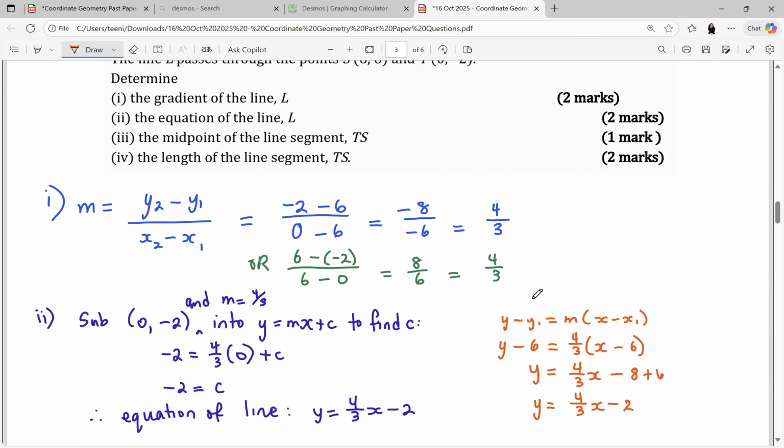All right, Fired, did you get the gradient as 4 over 3, by the way, and then the equation of the line? Yeah. Okay, good job.